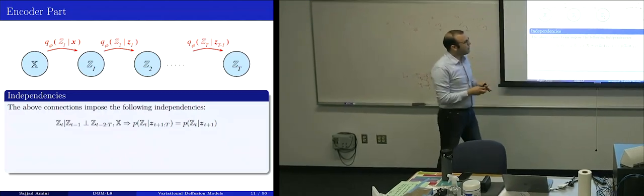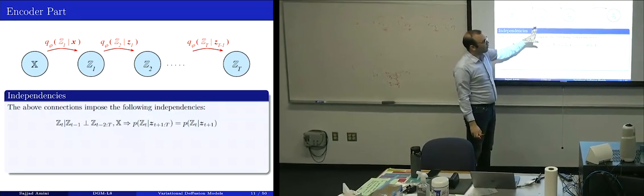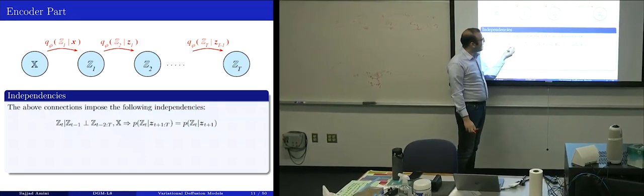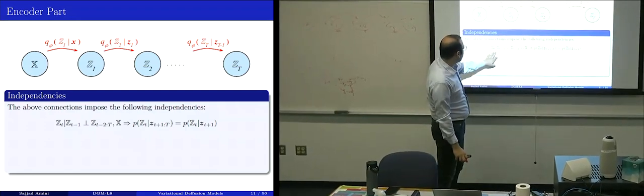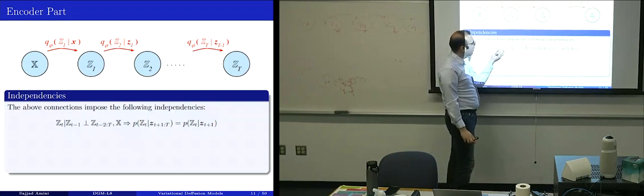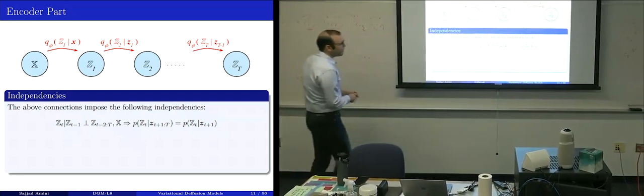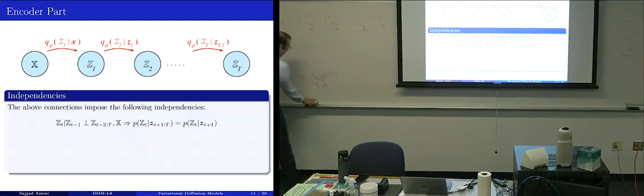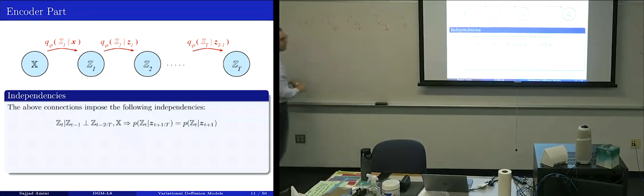This arrow means that Zt, for an arbitrary t, conditioned on Zt minus 1, is independent of the previous Z's. This is the important point to understand here, okay? Let me talk about this formulation. This is the direct consequence of our Markov chain relation, okay?